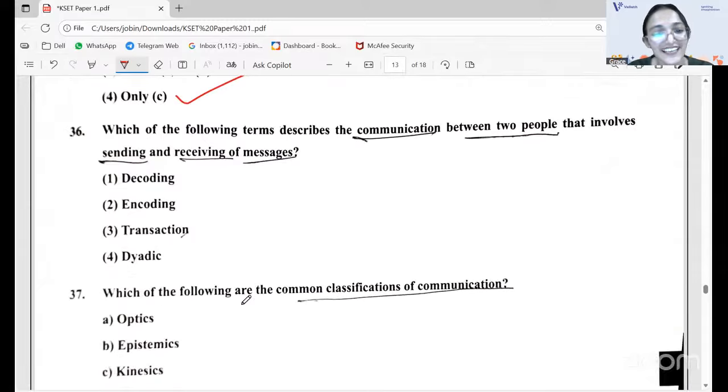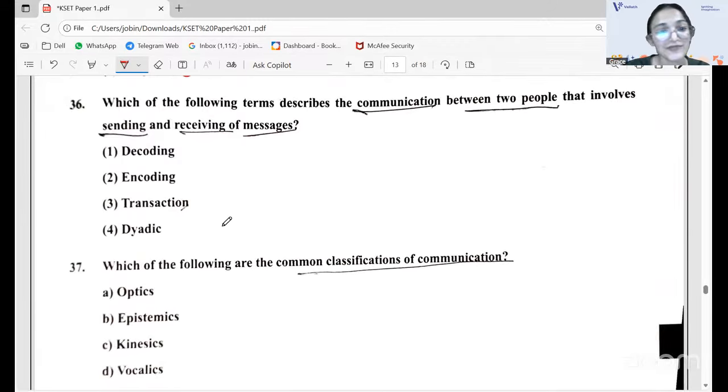Okay. So we are moving to the communication module. Let's go through some questions. Which of the following terms describes the communication between two people that involves sending and receiving of messages? All these terms you're familiar with because we have learned this in communication, but you have to keenly observe the question. The question asks the term describing the communication between two people. Then the right answer is option 4. It is dyadic.